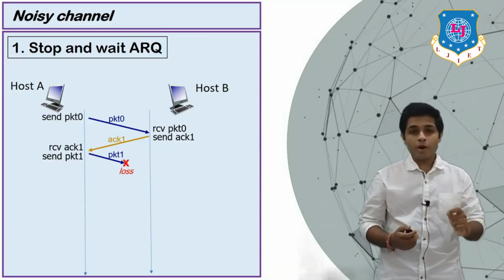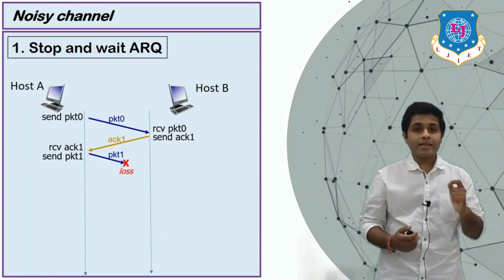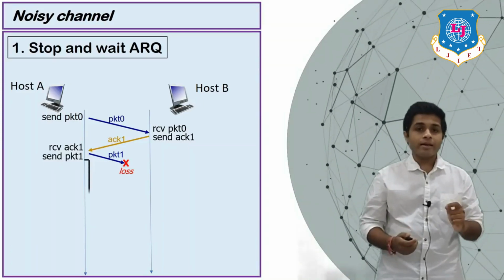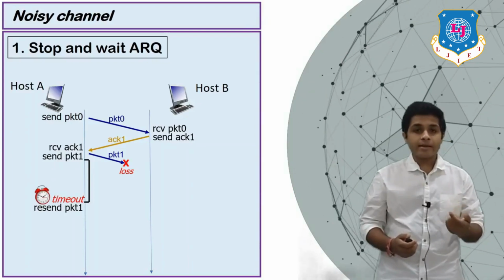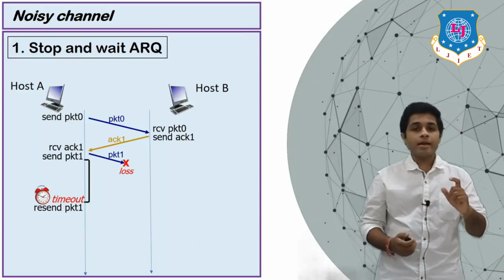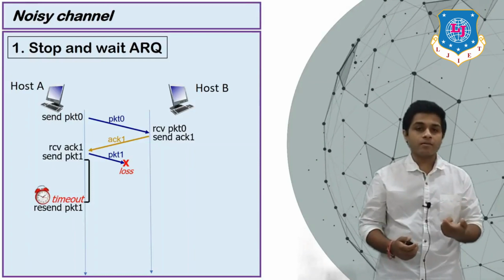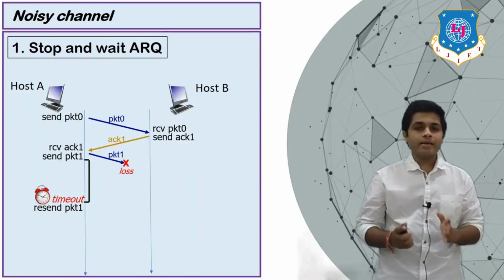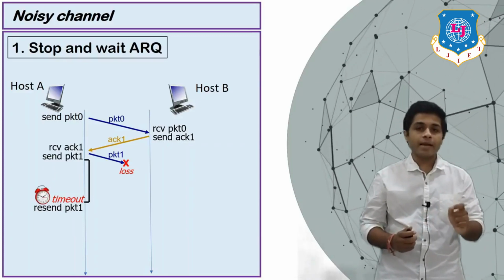So to solve this problem, A will use a timer, and that timer is known as timeout time. So after sending any packet, the sender will wait for a fixed amount of time, and after waiting for that fixed amount of time, A will send the packet again. For example, A is waiting for 5 seconds after sending the packet 1.